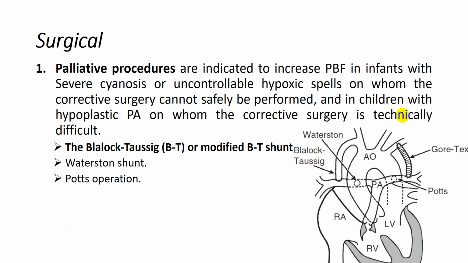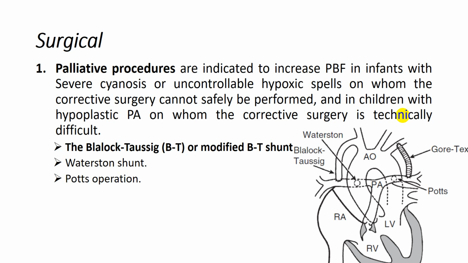So, tetralogy of Fallot, as we said, has 4 components: VSD, RVOT obstruction, RVH, and overriding of the aorta. So, what is the treatment? Treatment is surgery. Surgery is divided into 2 steps: either palliative surgery, especially in young infants with recurrent cyanotic spells, small pulmonary arteries, or severe cyanosis, which needs a palliative procedure to increase pulmonary blood flow.